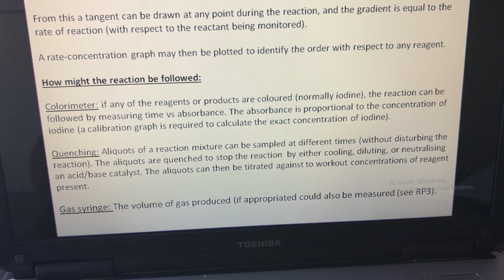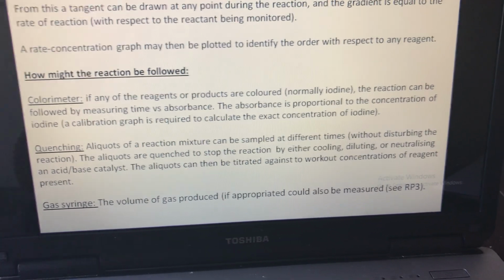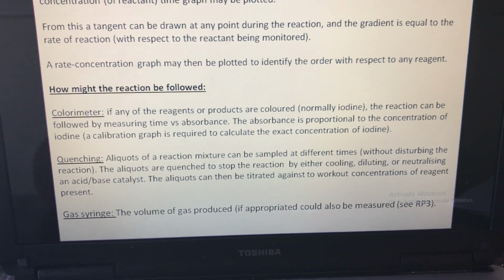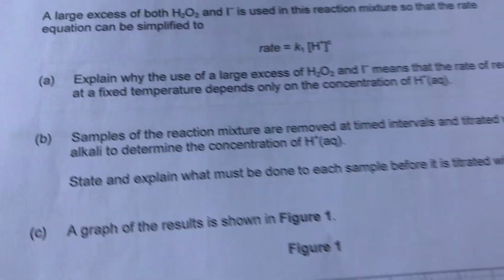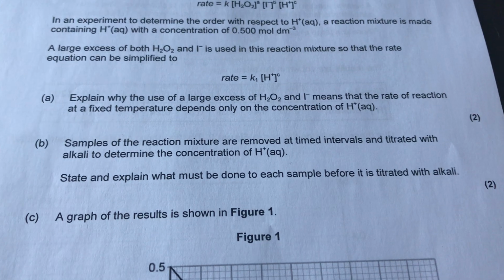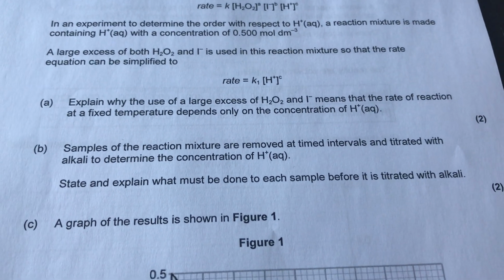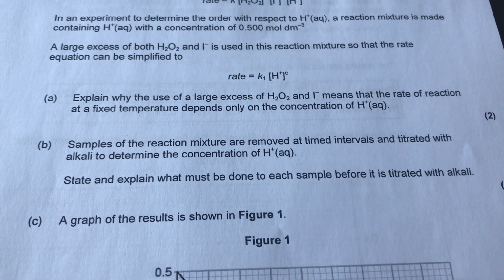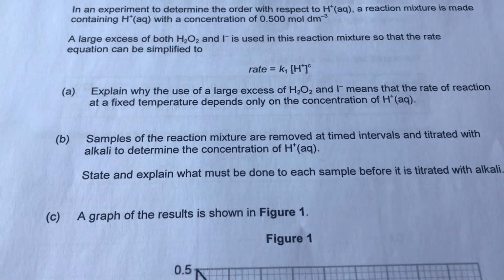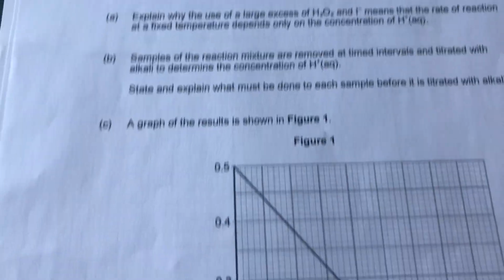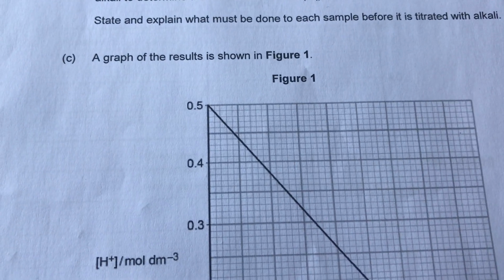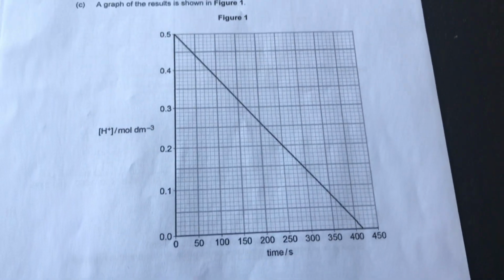And you measure the volume of gas produced over a period of time. Okay, so for this one, it says before you titrate it, therefore you're going to use the quenching. And then how you're going to do that, well, you're going to dilute, or you're going to cool, or you're going to neutralise. Okay?